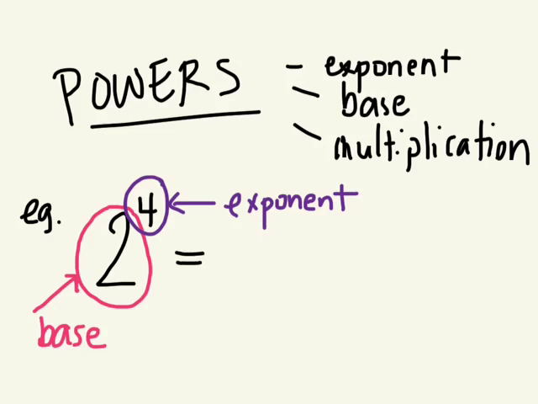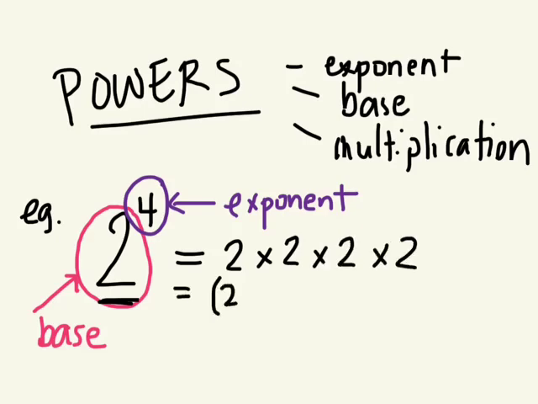So the base is the number that's being repeatedly multiplied. I'm repeatedly multiplying the number 2, and then the exponent tells you how many times. So how many times am I multiplying the number 2 by itself? 1, 2, 3, 4. We can also write this as 2 times 2 times 2 times 2, correct? Okay. And if I were to ask you to evaluate this, what's 2 times 2 times 2 times 2, or 2 to the power of 4 is?